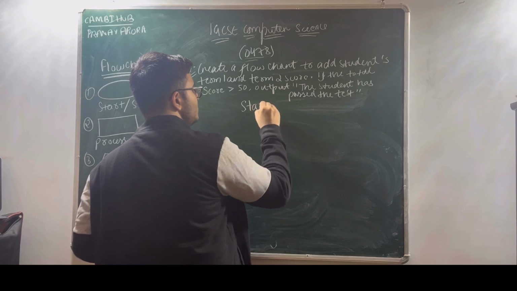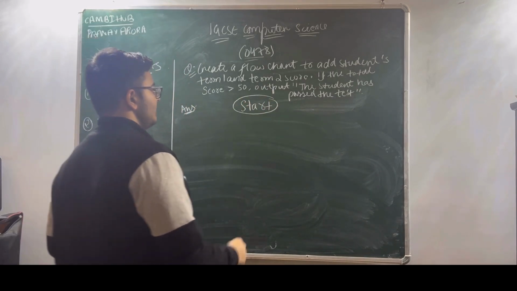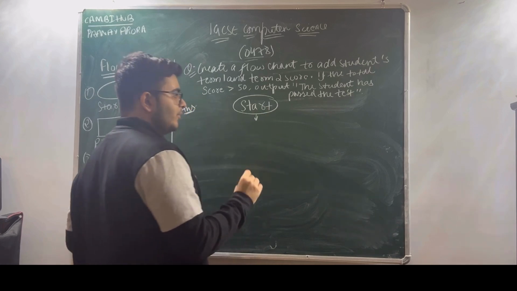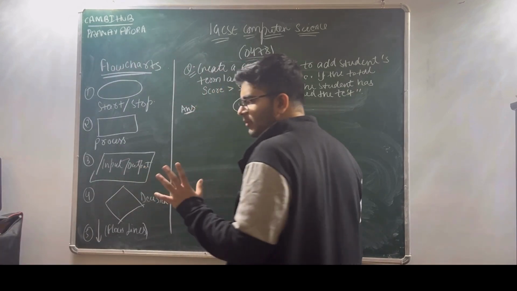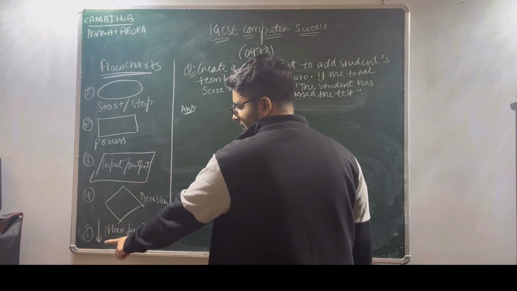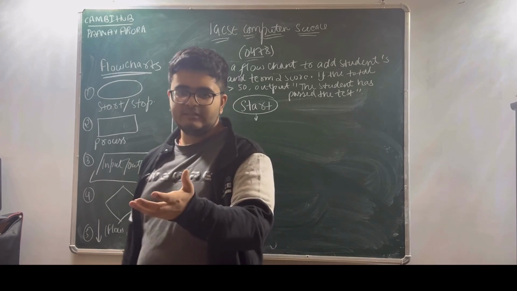To start the flowchart, we'll use a start box. Then we want to input data. Flow lines need to be very clear. I don't have space here, so I'll compromise a bit, but they need to be clear. You can take as much space as you want. Just make sure you don't exceed the page.